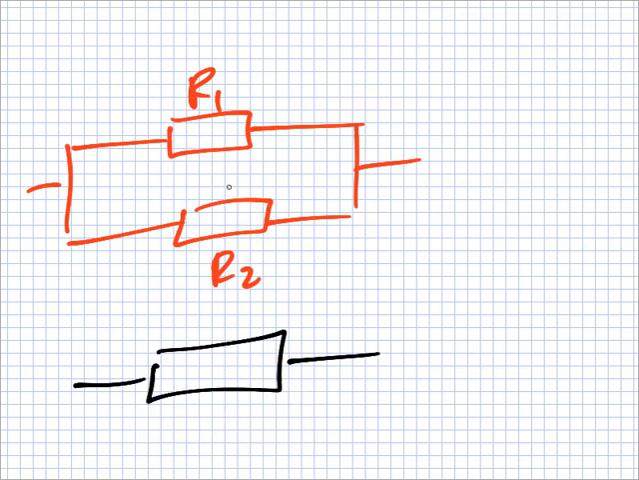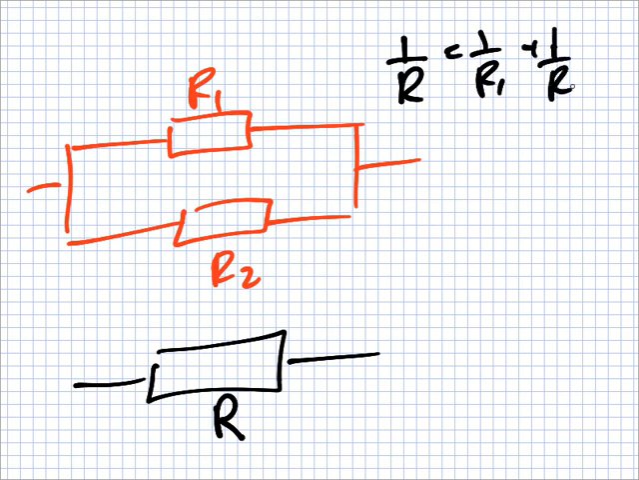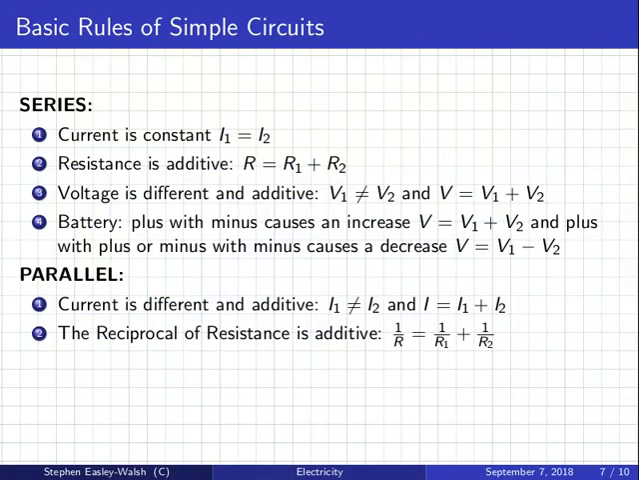The reciprocal is additive. So if I call this guy R, what it means to say is 1 over R is equal to 1 over R1 plus 1 over R2. So the way the resistance combines is in this unusual way that it's the reciprocal that adds. So 1 over R1 plus 1 over R2 equals 1 over total. So that's a little bit peculiar. Okay. Got that?